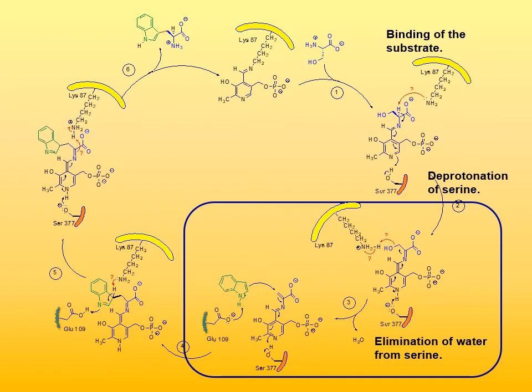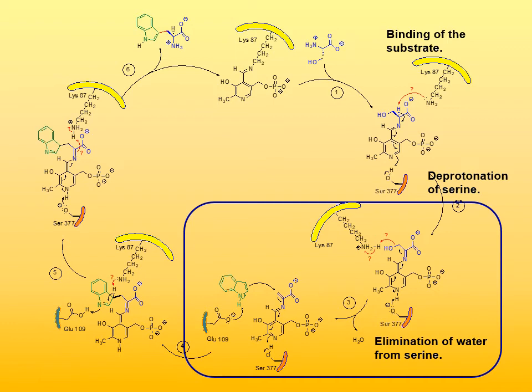leaves as a molecule of water. Of course, water is a good leaving group. In the process, an alpha-beta unsaturated carboxylic acid is formed. It's actually, under physiological conditions, in deprotonated form. So an alpha-beta unsaturated carboxylate anion is formed.